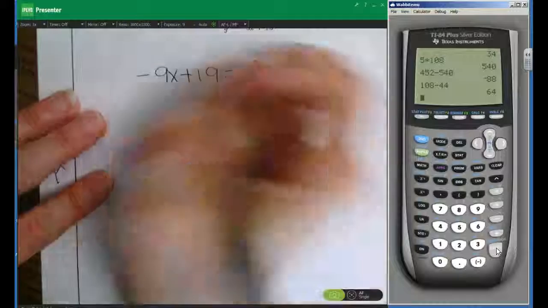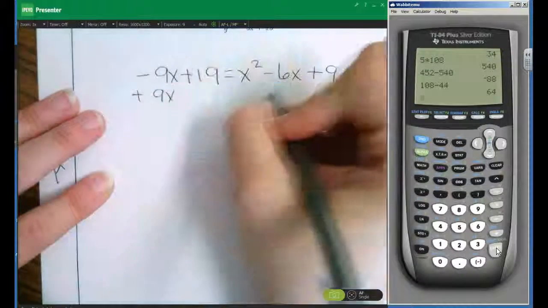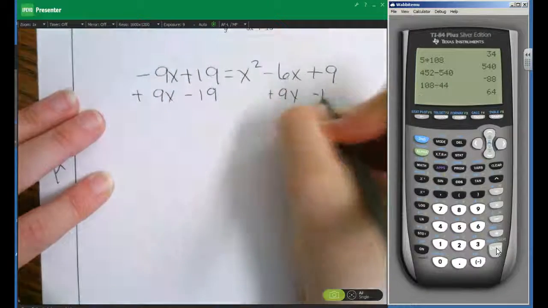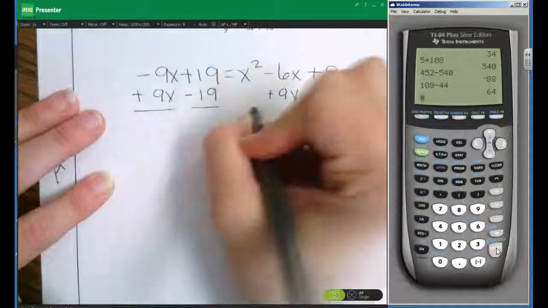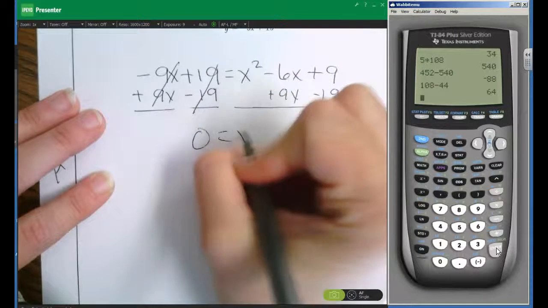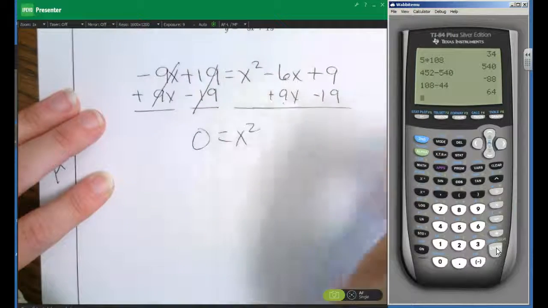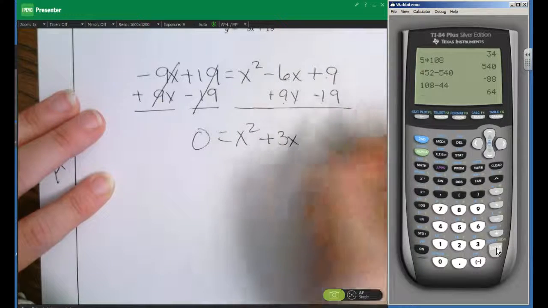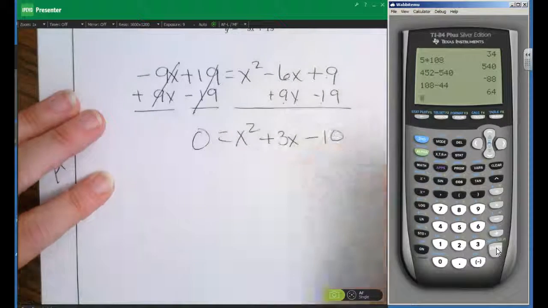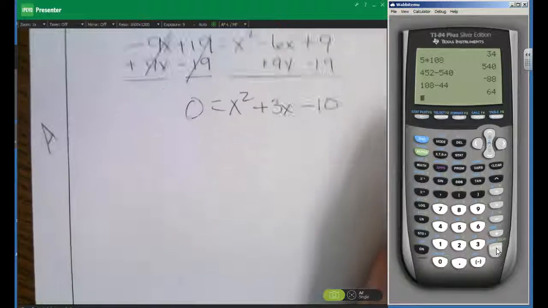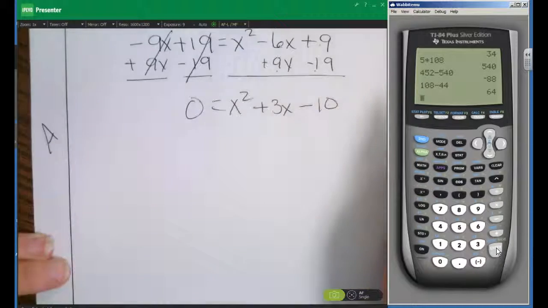Let's move everything over. Add 9x. Subtract 19. These cancel, these cancel. Negative 6x plus 9 is positive 3x. Positive 9 minus 19 is negative 10. Okay. We have to do factoring.